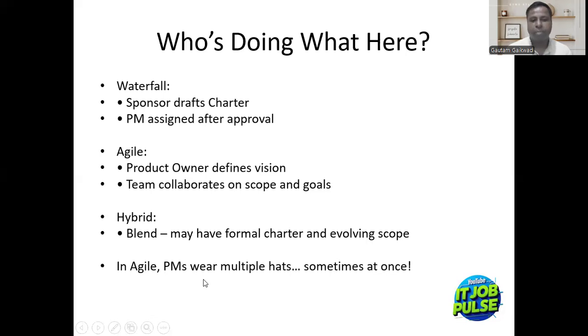In agile, PMs wear multiple hats, sometimes at once. Project managers wearing multiple hats means you speak to different departments and you have to be in different kinds of roles. That means you are not performing that role, but you need to be in that role because it's a cross-functional team. So you have to wear multiple hats, and this applies to the business analyst as well.